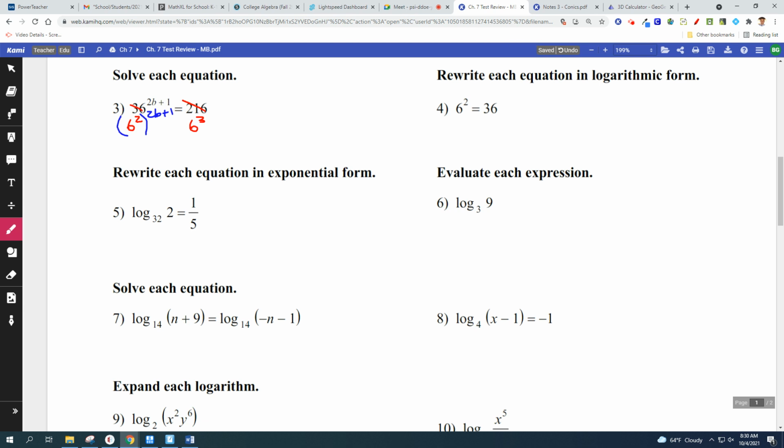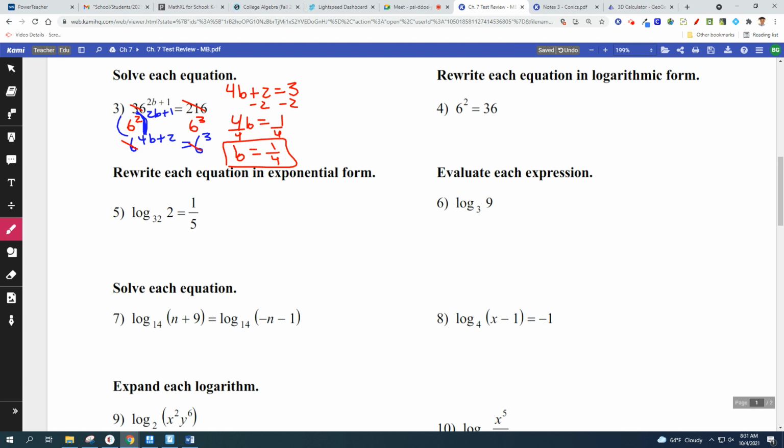So if I was going to do this, I've got number parentheses number, so that means multiply them. 6 to the 4b plus 2 equals 6 to the third. Once you've got those bases to match, they cancel each other out, and so we can just look at the exponents. We've got 4b plus 2 equals 3. Subtract 2, that says 4b equals 1, and divide by 4, b equals 1/4.